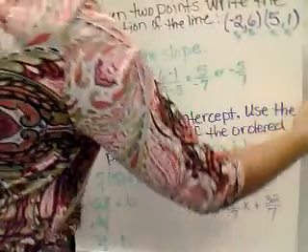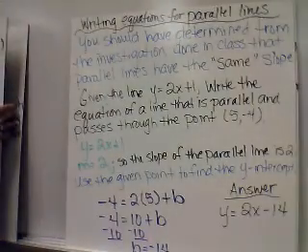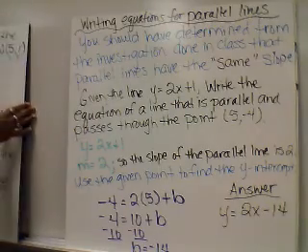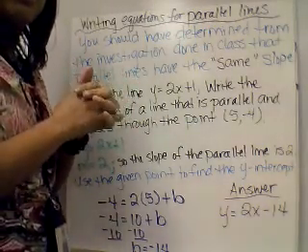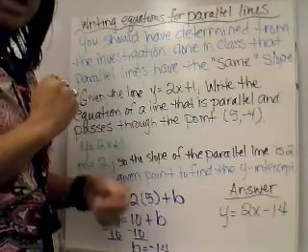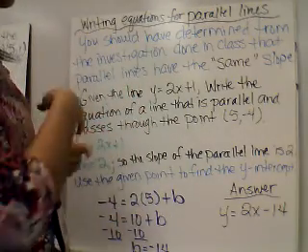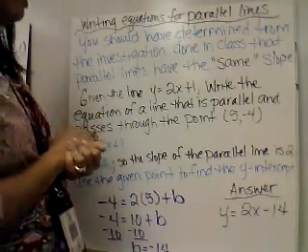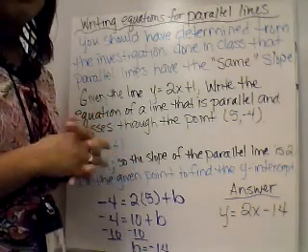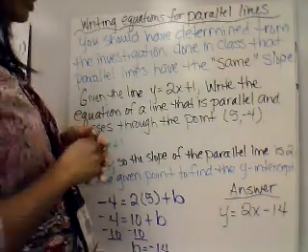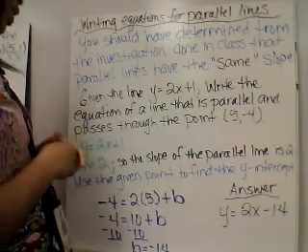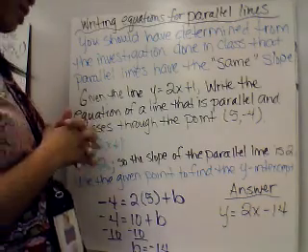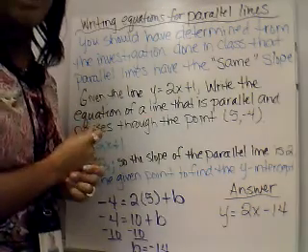Now I want to show you how to write equations of parallel lines. You did an investigation in class today where you had to graph or plot points and draw the lines using different colors. You should have determined from that investigation that parallel lines have the same slope. So if you are given the line y equals 2x plus 1, write the equation of a line that is parallel and passes through the point 5, -4.